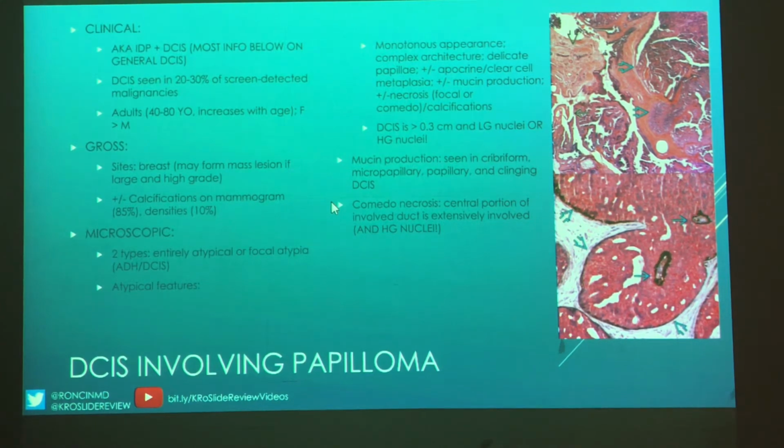And then for comedonecrosis, because comedonecrosis is one of those definitions that's like, what does that mean? It's basically saying that you have extensive involvement where the central portion of your duct is necrotic, whereas you can have focal necrosis, you can even have single cell necrosis in DCIS. Yes, and comedonecrosis is associated with high-grade nuclei as well.